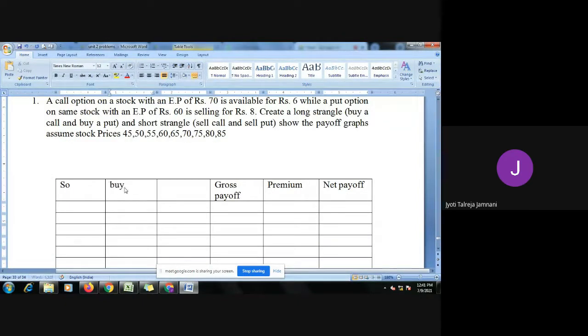We'll buy a call at exercise price. For a call, the exercise price is 70. Here, highlighted. We'll buy a put option at exercise price of rupees 60. So I'll highlight here.